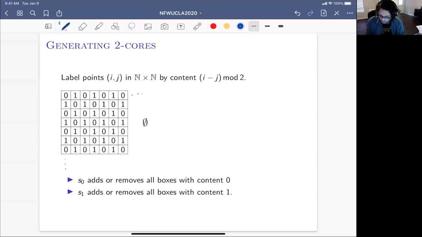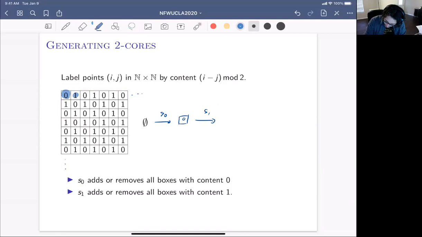And what I want to imagine happening is that S0, this symbol, is going to act by adding or removing all boxes with content 0, and S1 is going to add or remove all boxes with content 1. So if we do this, for example, I can act by S0, and I want to maintain the partition shape. So I would get that guy. And that would just be a single box with maybe, if you want, a 0 in there just to keep track of things. And then, for example, if I act by S1, then what happens?